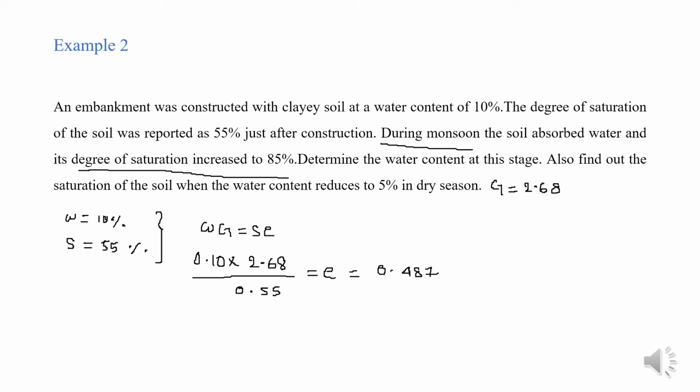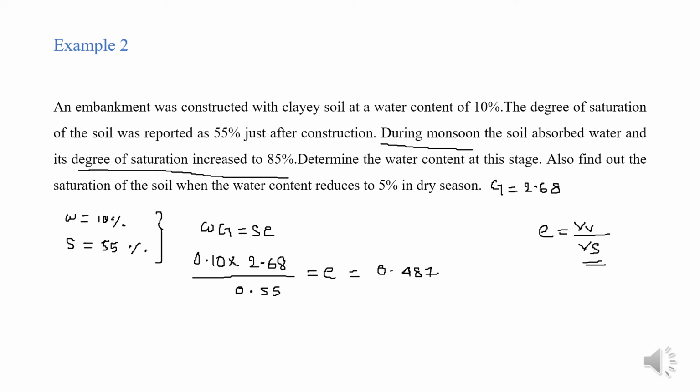Why is this so? The definition of void ratio is volume of voids to the volume of solids. We know the volume of solids of a soil always remains the same, right? And when the saturation has increased, that means the water content in the voids has increased, but there is no change in the volume of voids, right? So simply the water has entered, that is during monsoon, during rainfall, the water has entered into the voids of the sample by replacing the air in the voids.